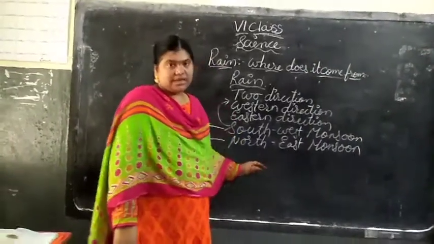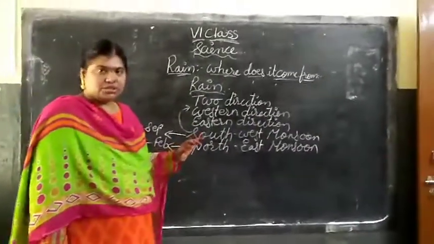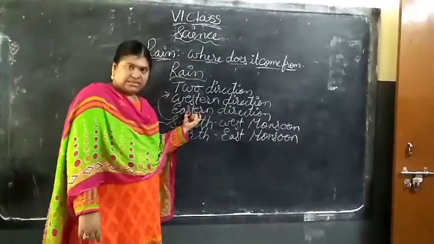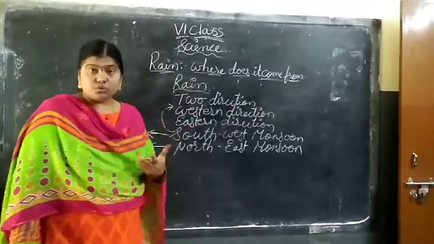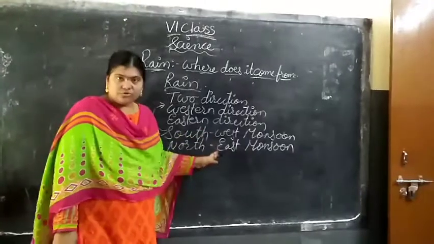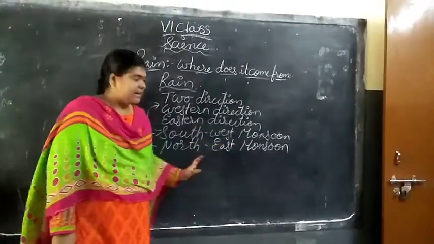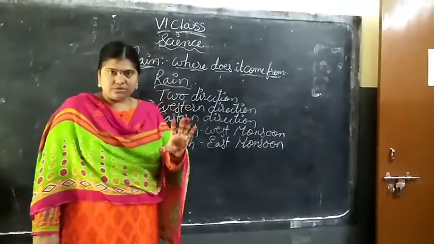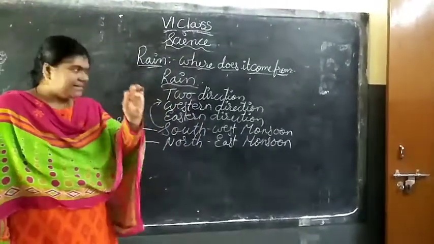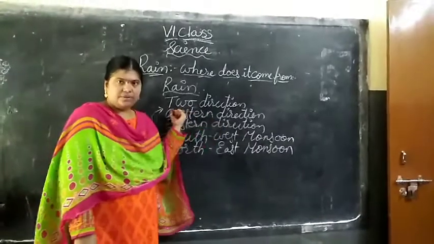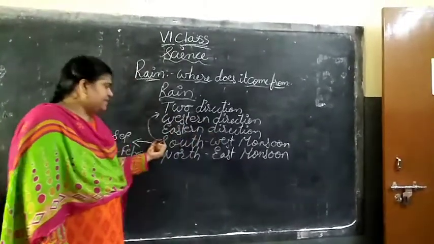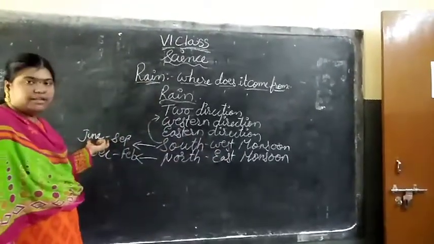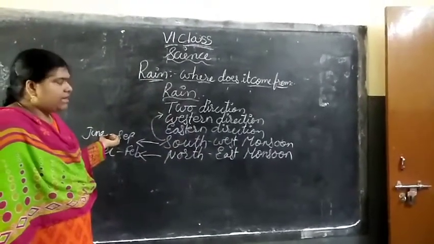This answer is very, very important. In how many directions are we having? We are having two directions, western direction and eastern direction. How many types of monsoons are we having? We are having two types of monsoons, southwest monsoons and northeast monsoons. What is the definition of southwest monsoons? When the wind blows in the western direction, we will say it as a southwest monsoon, and this occurs in the months of June to September.